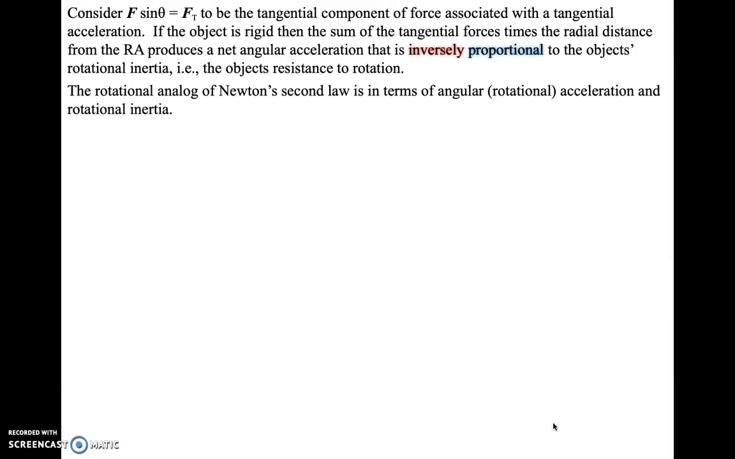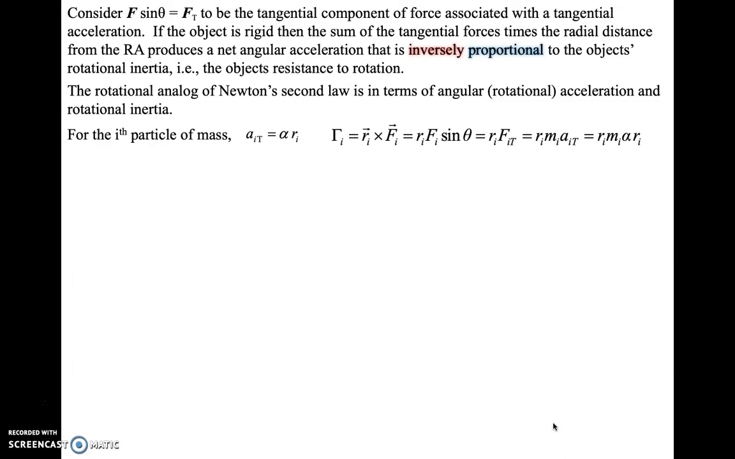So the rotational analog of Newton's second law is in terms of angular acceleration and rotational inertia. So for some particle of mass, you can imagine there's a tangential acceleration equal to r alpha, where alpha is the angular acceleration and the radius, it's magnified by how far we are from the axis of rotation. So the torque is r crossed F, which is equal to r F sine theta, which, as we see, if we replace the tangential component of the force with mass times tangential acceleration and tangential acceleration with r alpha, we end up with the radius twice.